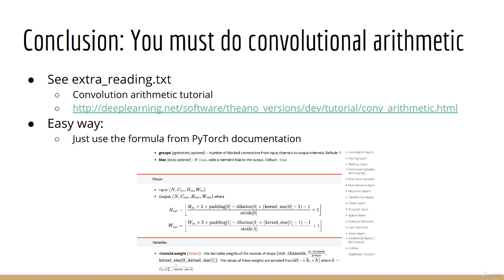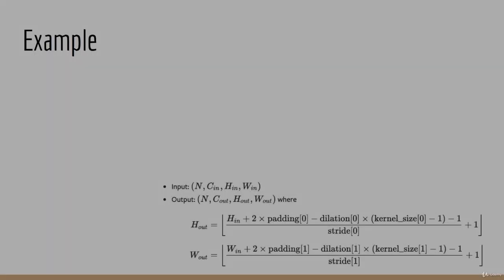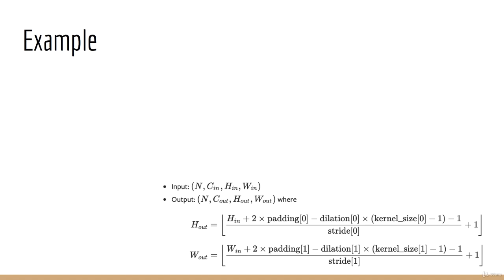However, an easy way to get around this is to simply use the formula that PyTorch provides in their documentation. With this formula, you can plug in all your values and calculate the output dimensions. You don't need to understand convolutional arithmetic to use this formula, you just need to know how to multiply, add, and divide. Let's do a simple example to make sure you know how to use this formula. Since the formulas for both the height and width dimensions are the same, we only need to do one.